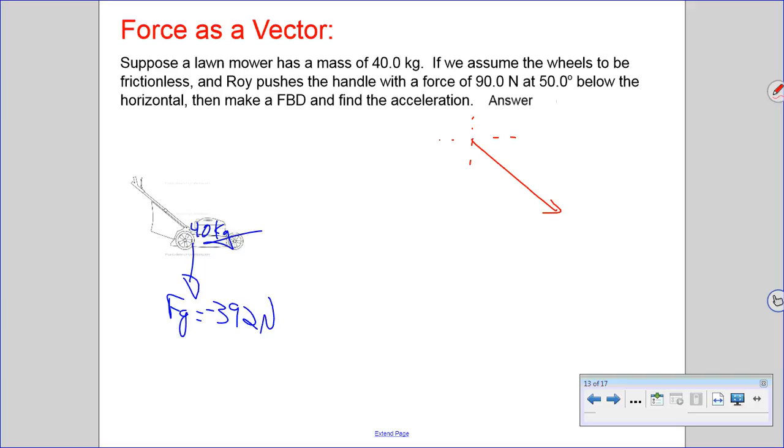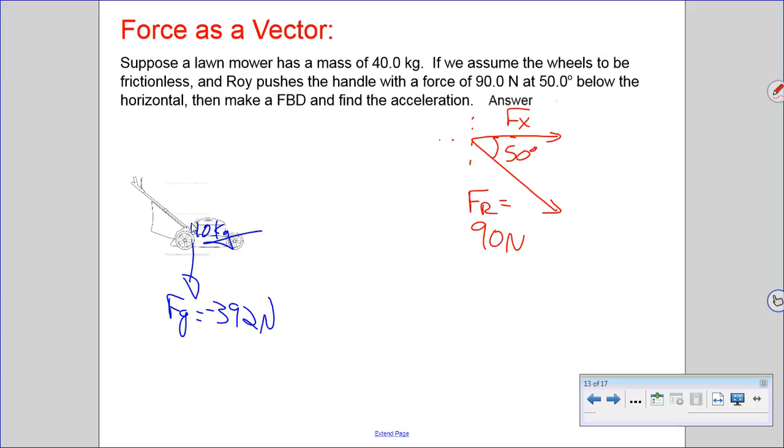So here's the force of Roy. The problem tells us that it's 90 newtons and that this angle here is 50 degrees. Well, if you had to hazard a guess, what do you think we're going to do? Find the x component and the y component. Finish the triangle. Find the two components.